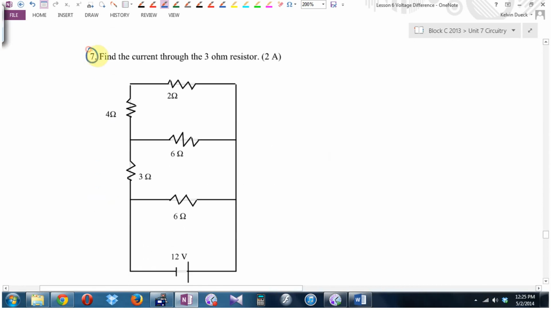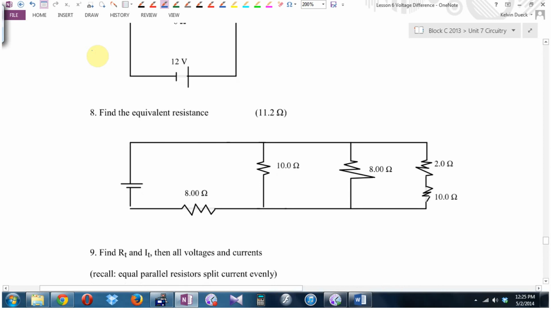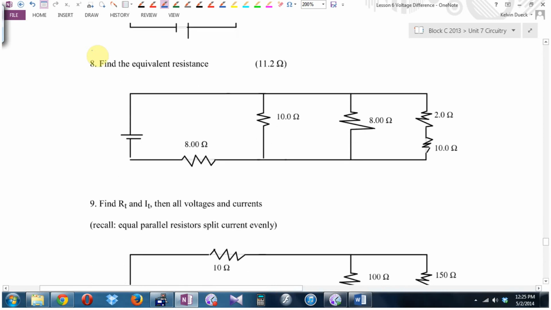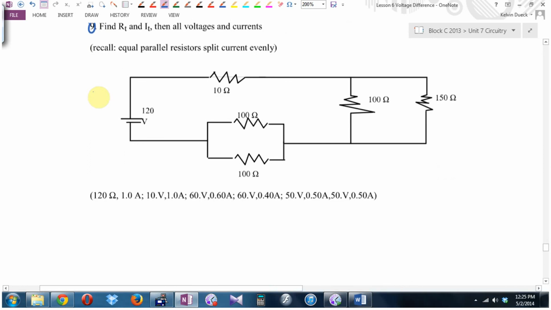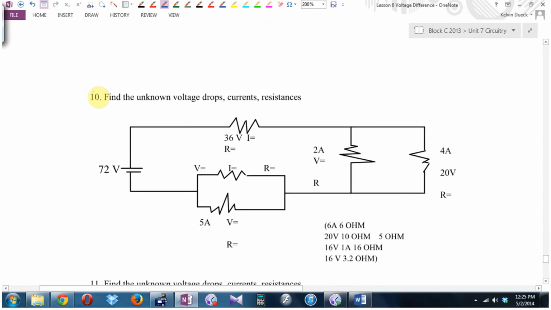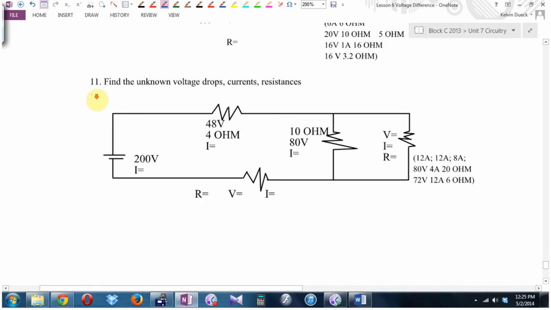7. Skip 8. 9. 10. 11 falls apart, I think. I see 2 resistors with 2 things. 11.